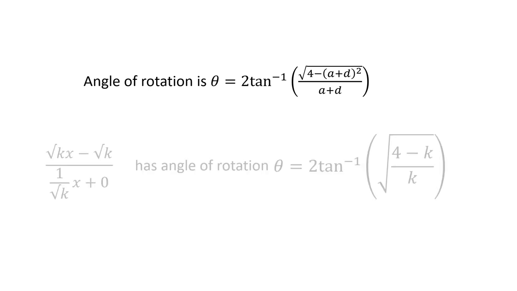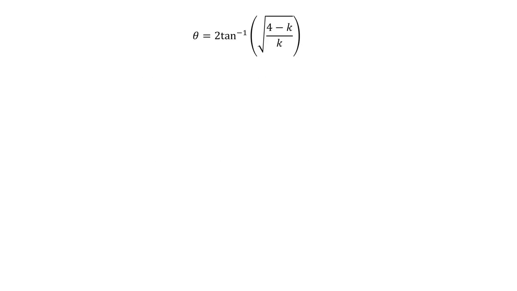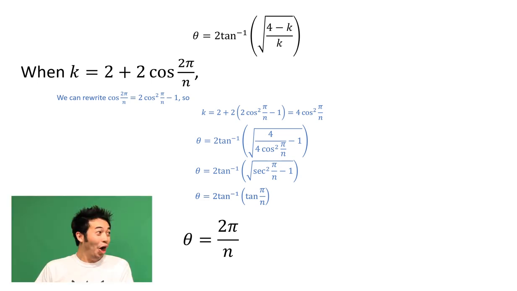Applying this to our transformation k minus k over x, we find that it has an angle of rotation theta equals 2 arctan of square root 4 minus k divided by k. And it's exactly when k equals 2 plus 2 cosine 2 pi over n that this angle formula produces an angle of 2 pi over n, or 1/n of a full rotation. So there's our explanation. When k is 2 plus 2 cosine 2 pi over n, the transformation k minus k over x is 1/n of a rotation of the hyperbolic plane. And therefore, it will have period n.